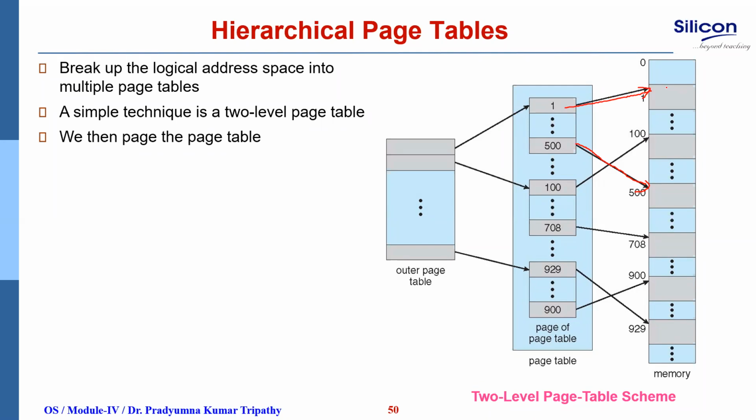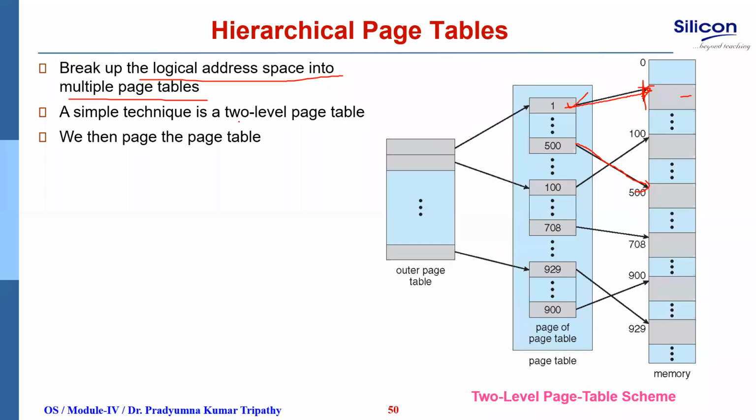There is a set of data present in the memory, and the starting address of it may be kept. This is the starting address 1. So if the data is present, that information is kept in 1. First I will go to the outer page, from which I will get the information as frame number 1, and from 1 I will get the required information. So we break the logical address space into multiple page tables.